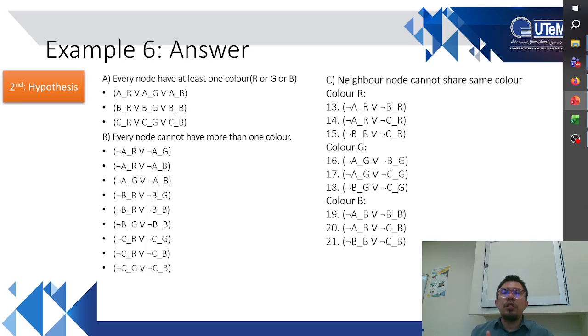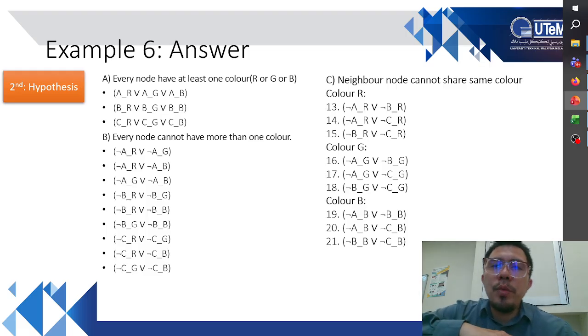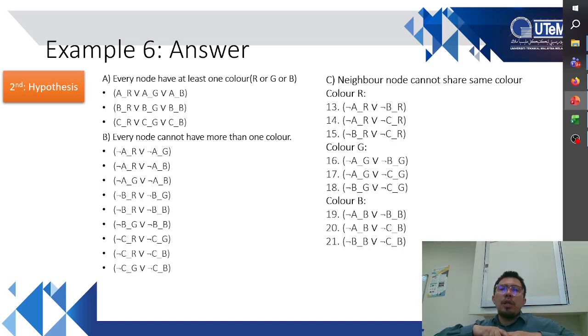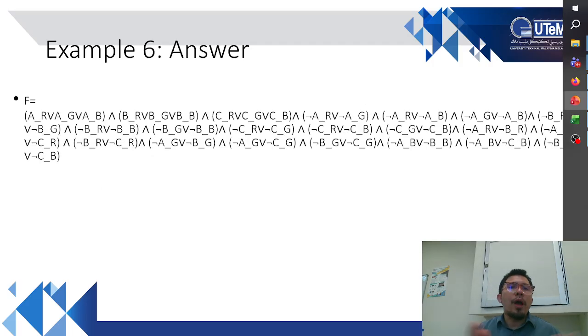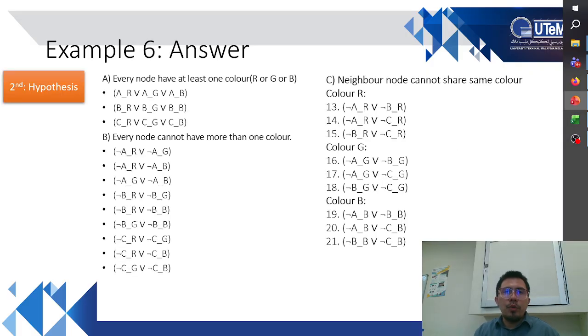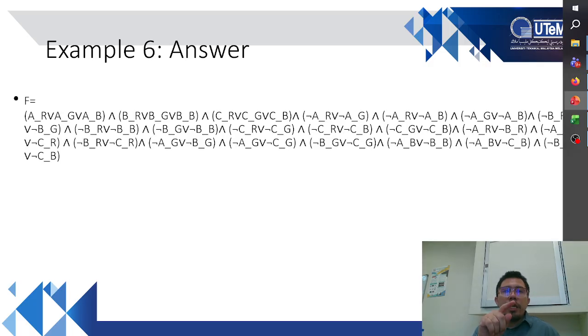The same goes with the next hypothesis: neighboring nodes cannot share the same color. That means, let's say if node A becomes red, node B should not be red also. So we represent it as a Boolean expression here, for red, green, and blue. After that we combine all of the expressions into one expression. We combine them by joining with AND. This is the way we combine it.